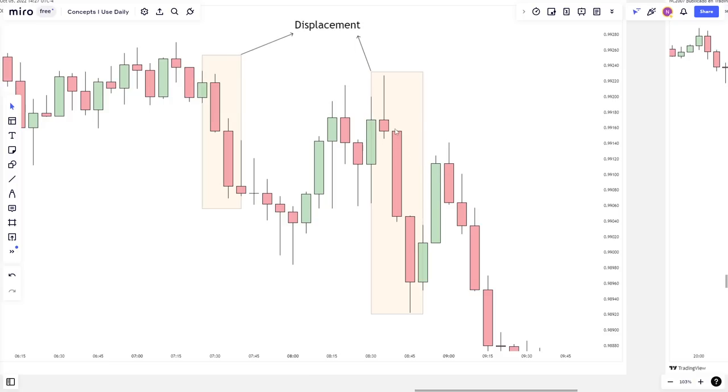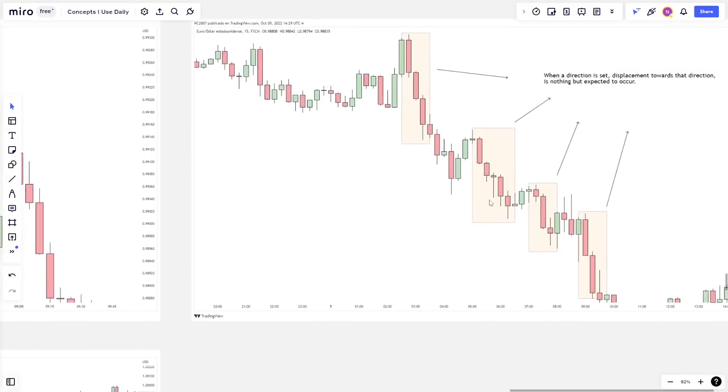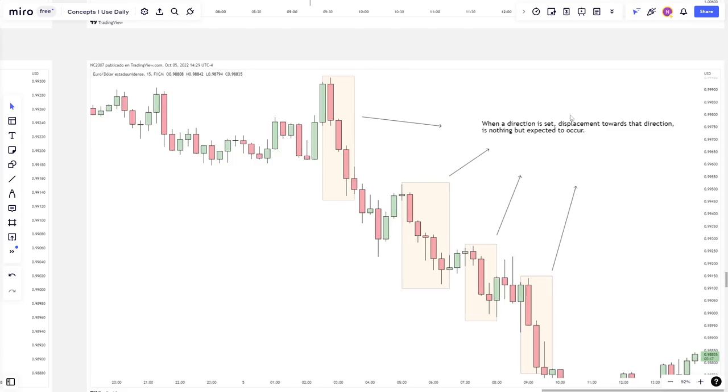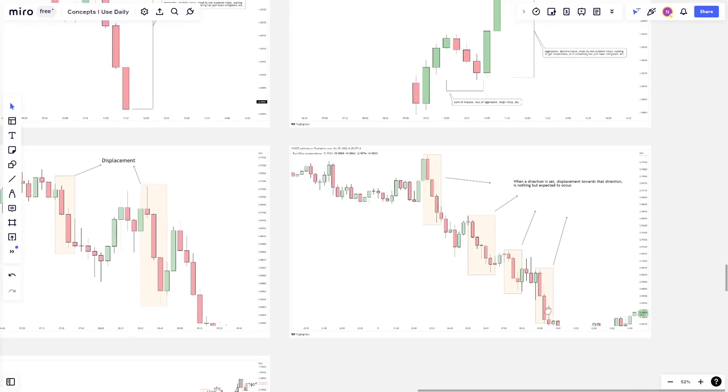The fair value gap that we were discussing earlier, right? That's why displacement and fair value gaps kind of go together. When the direction is set, displacement towards that direction is nothing but expected. You can see here the direction is set bearish, even run by sell liquidity, right? Above those highs, displacement, tiny bit of retracement, displacement, retracement, displacement, retracement, or range, aggression, and so on and so forth.